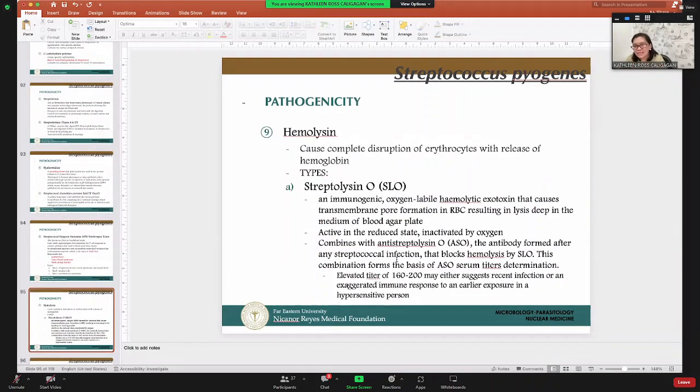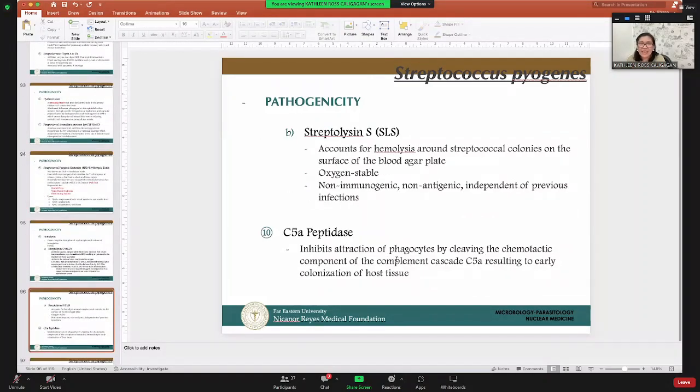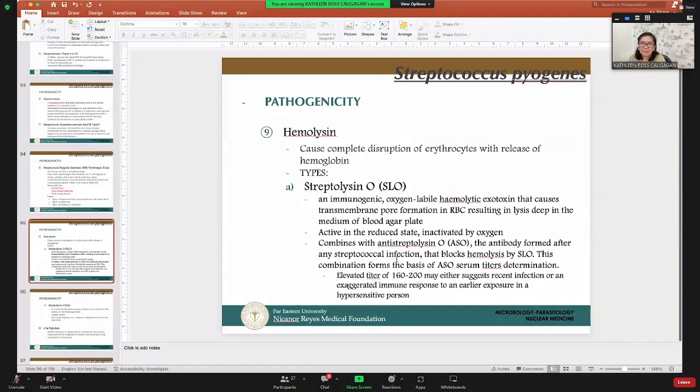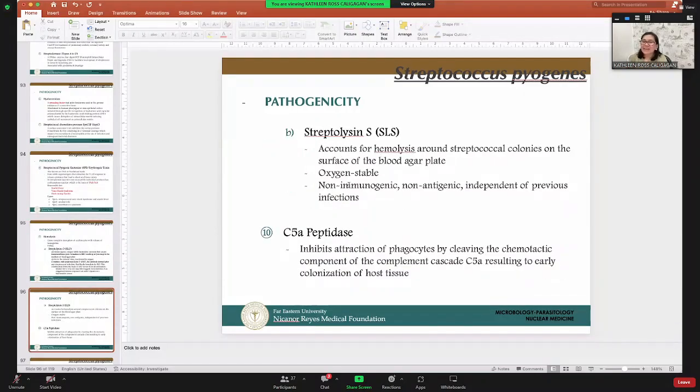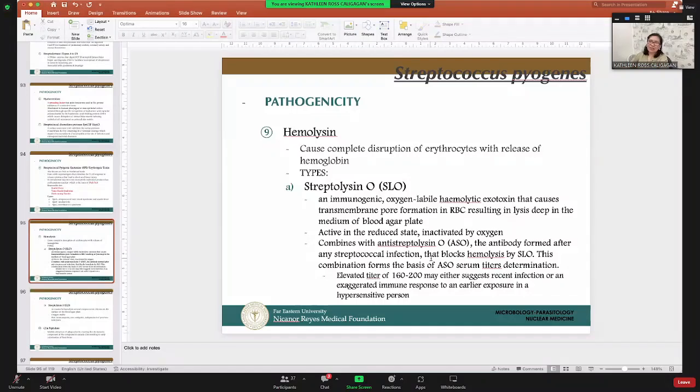Then you have the hemolysin, responsible for destruction of RBC. There are two types, the streptolysin O and the streptolysin S. The streptolysin O is oxygen labile, responsible for causing RBC destruction deep in the medium of the agar plate. While streptolysin S is oxygen stable, non-immunogenic, non-antigenic, responsible for hemolysis of blood on the surface of the blood agar plate.